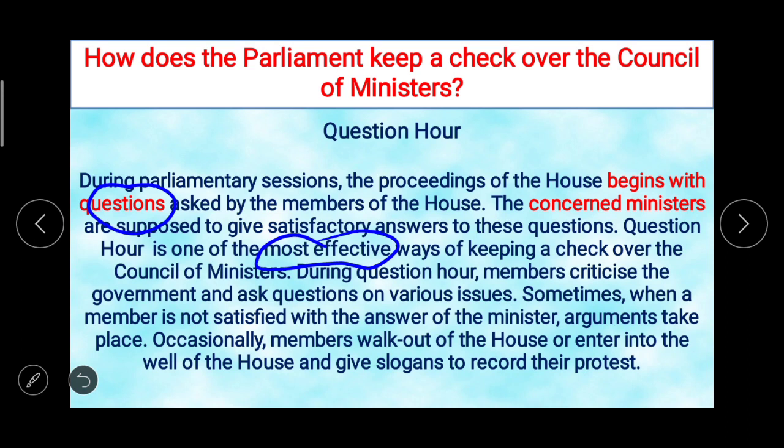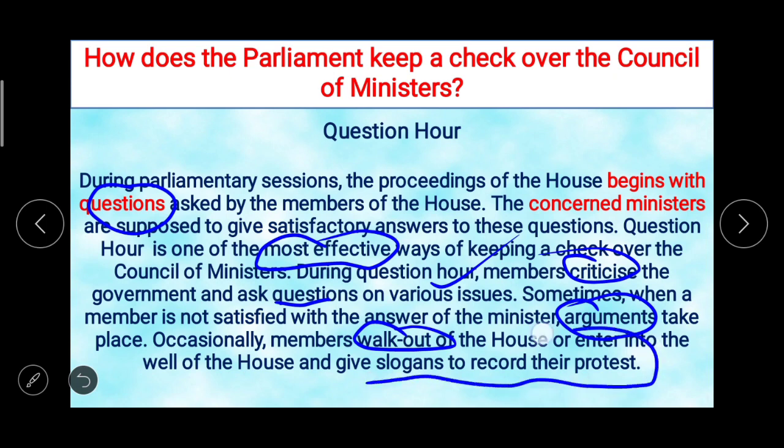And during question hour, members criticize, this one is important, criticize the government and ask questions on various issues. Sometimes when a member is not satisfied with the answer of the minister, arguments take place, and occasionally members walk out of the house or enter into the well of the house and give slogans to record their protest.